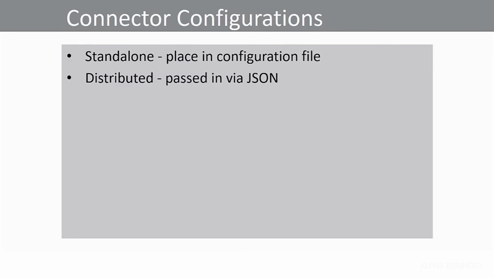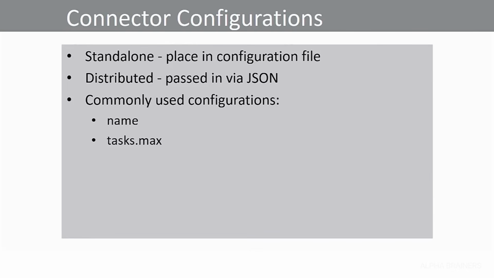Okay, so as far as where you place these different configurations, for a standalone, you put them in a configuration file and you pass it in as an argument to the standalone startup script. But if you're talking about a distributed environment, those distributed workers aren't going to have access to a specific file on a specific file system, so you pass that information in through a JSON. Some other commonly used configurations include a name that's going to be a unique name for the connector.